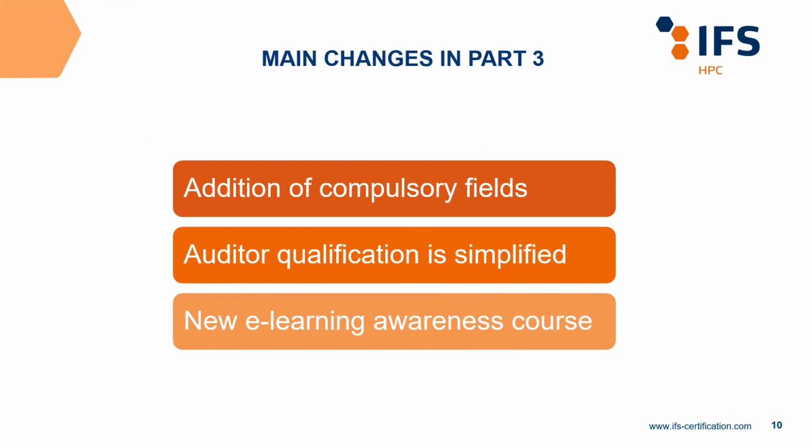The main changes in Part 3 are: there are 7 additional requirements needing compulsory information. Auditor qualification is simplified, and the rules for peer reviewers are defined. A new e-learning course for new auditors, reviewers, and in-house trainers is available through the IFS Auditor qualification portal on the IFS website.